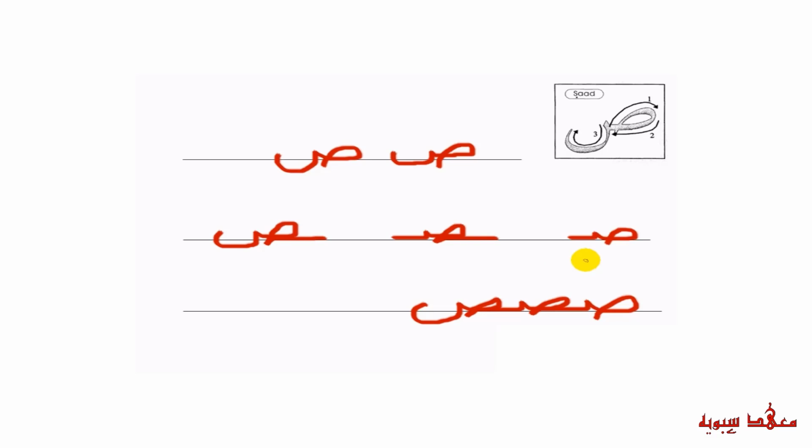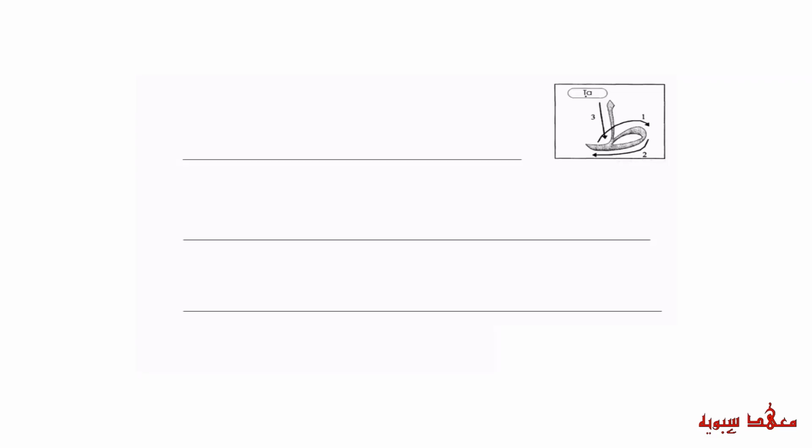And we have the daad, which is exactly the same. The difference is the dot. So the dot is put just there. And we'll just do that. So that's the daad. Now the taa is done in the following way. You start here, it's like that, and then down like this. So you curve, come down, and then the line.